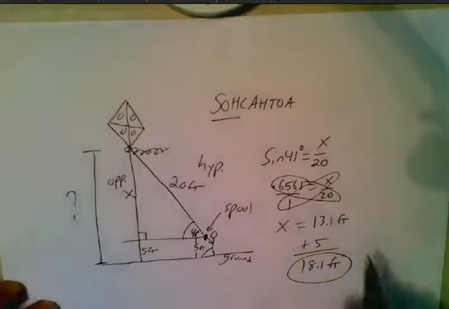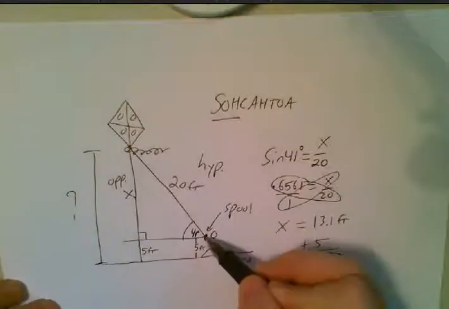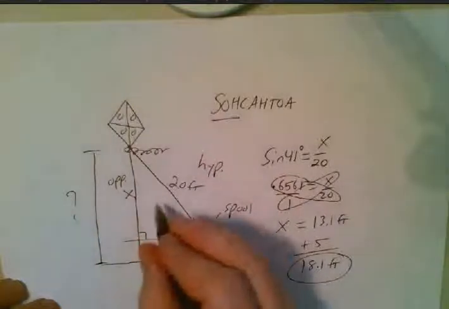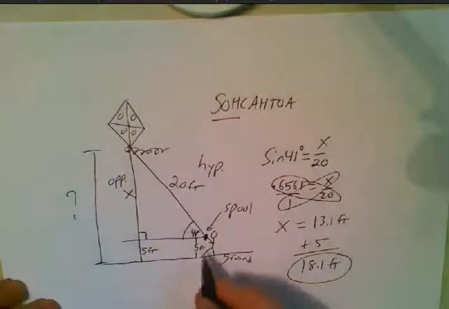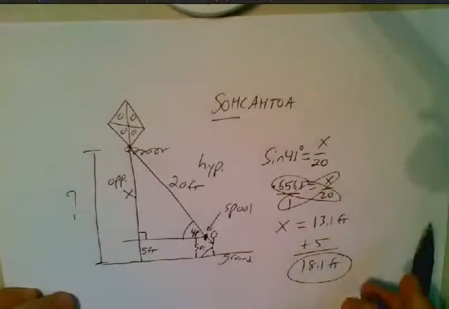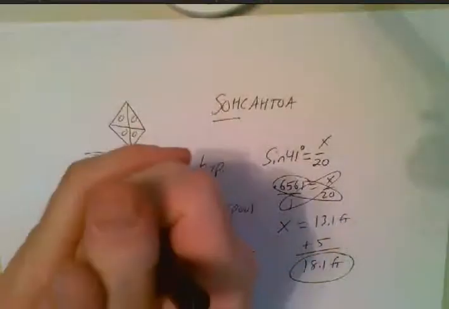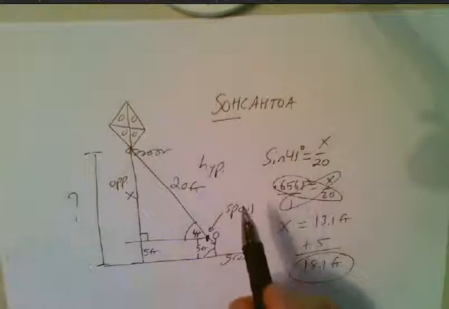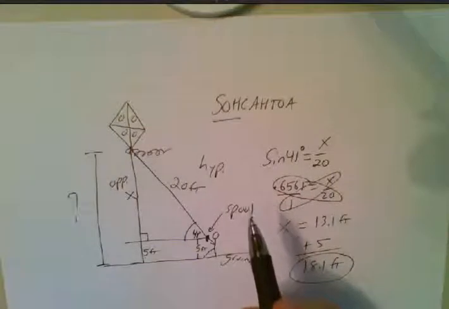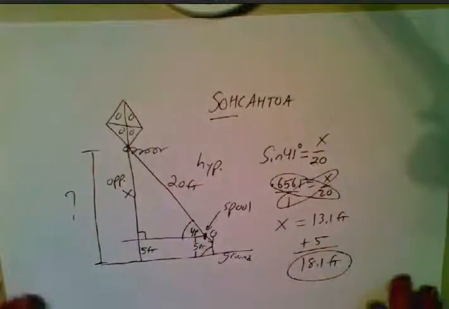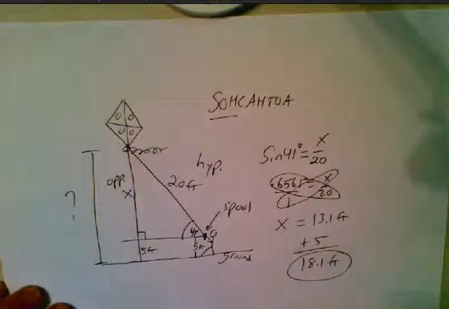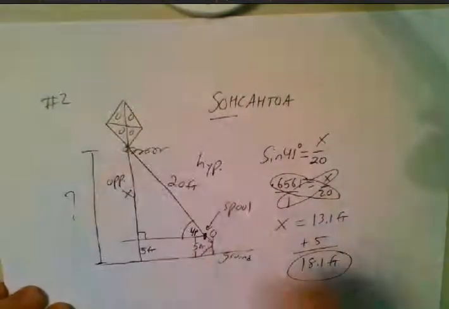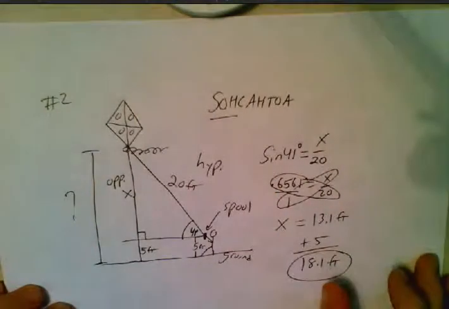And if you're asking yourself, why are you adding the 5? Remember, the spool of string is not on the ground. If we were flying the kite and just put a stake in the ground and tied the string to the stake, then we'd be done. It'd be 13.1 feet. But you're holding the string up in the air, and you're 5 feet off the ground, so you have to take that into consideration. Okay? All right, that was number 2. This is example number 2 from the class today, and then I'll make another video for example number 3.